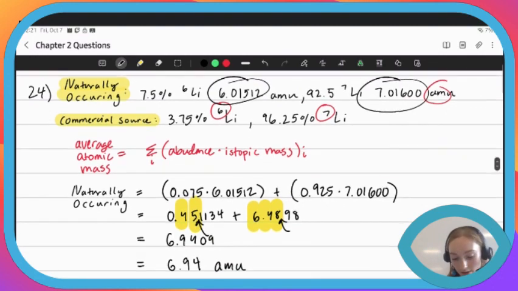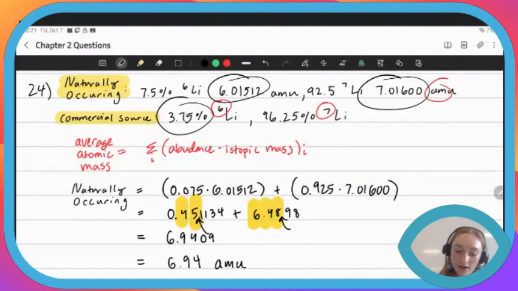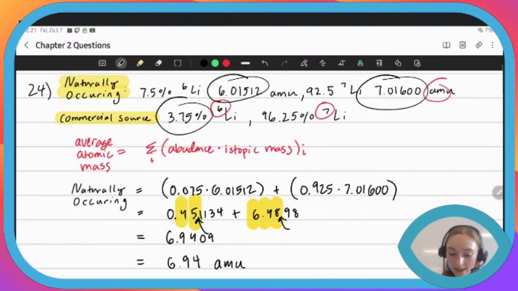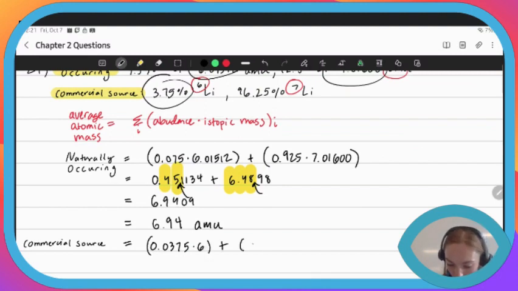Let's compare that with the commercial source. We're given in the problem that it's 0.75% of the 6 isotope and then 96.25% of the 7 isotope. So let's write that down. We have 0.0375 times 6 added to 0.9625 times 7. Multiplying and adding these together gives us 0.225 plus 6.7375.